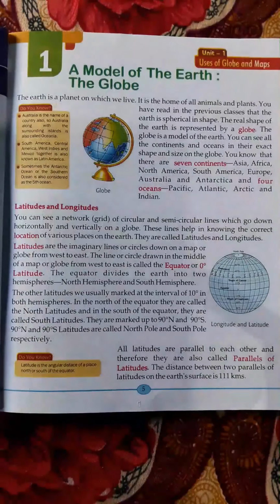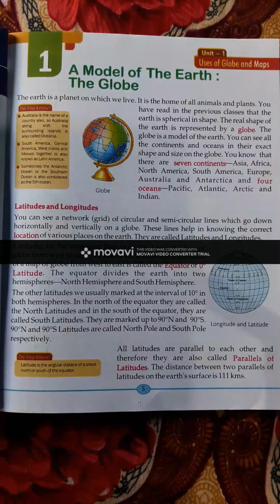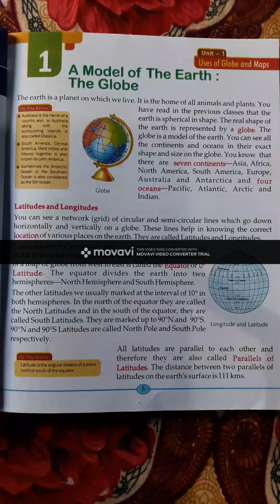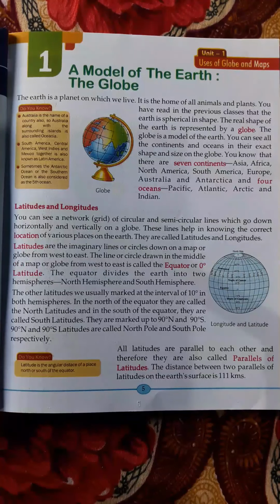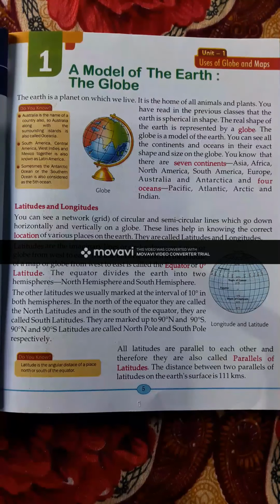The earth is a planet on which we live. It is the home of all animals and plants. You have read in the previous classes that the earth is spherical in shape. The real shape of the earth is represented by a globe. The globe is a model of the earth. What is a globe? The answer is: a globe is the model of the earth.